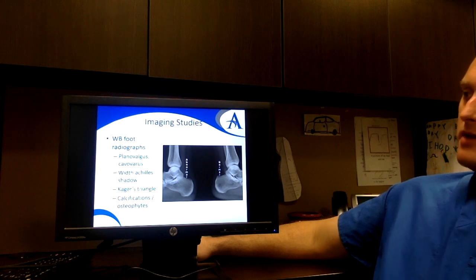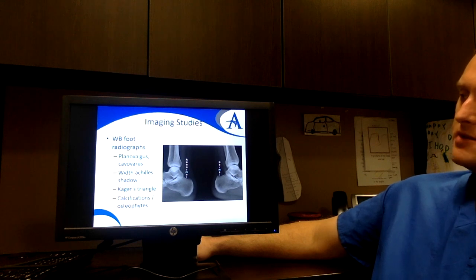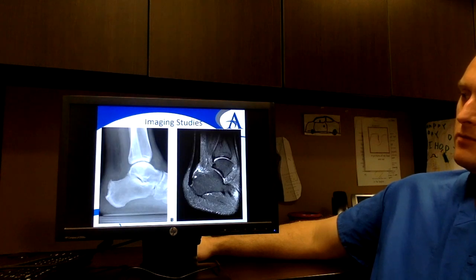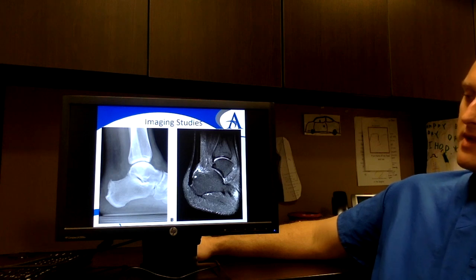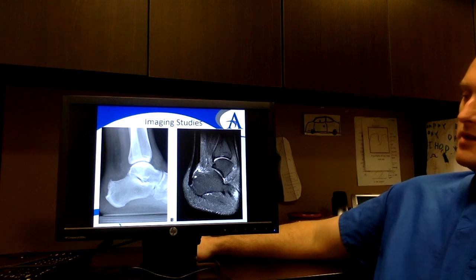So weight-bearing x-rays are important. You want to look at any calcification or osteophytes. More studies show that little spike we talked about earlier. That spike is just a response to the chronic inflammatory cascade of the healing and the chronic tearing.